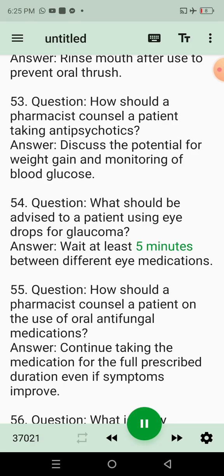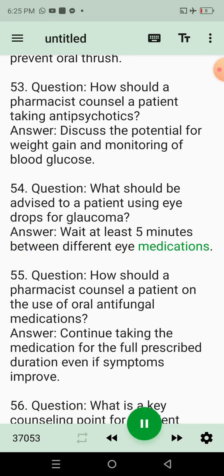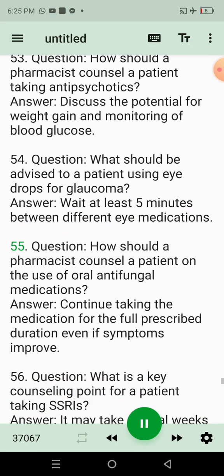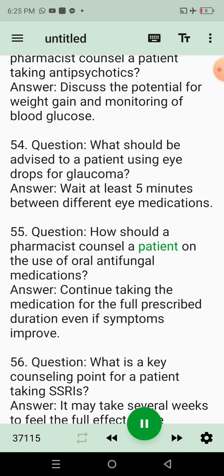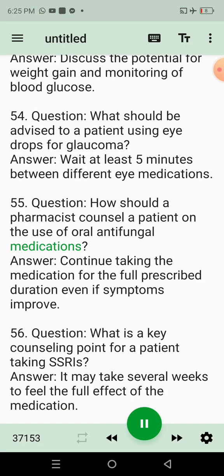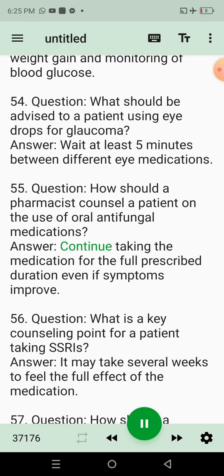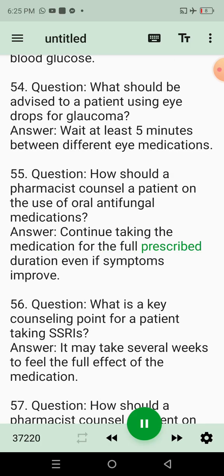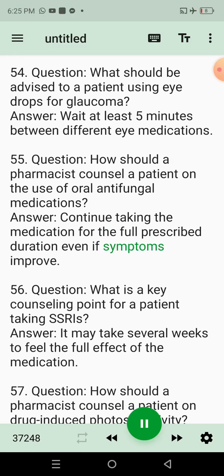Answer: wait at least 5 minutes between different eye medications. 55. Question: how should a pharmacist counsel a patient on the use of oral antifungal medications? Answer: continue taking the medication for the full prescribed duration even if symptoms improve.